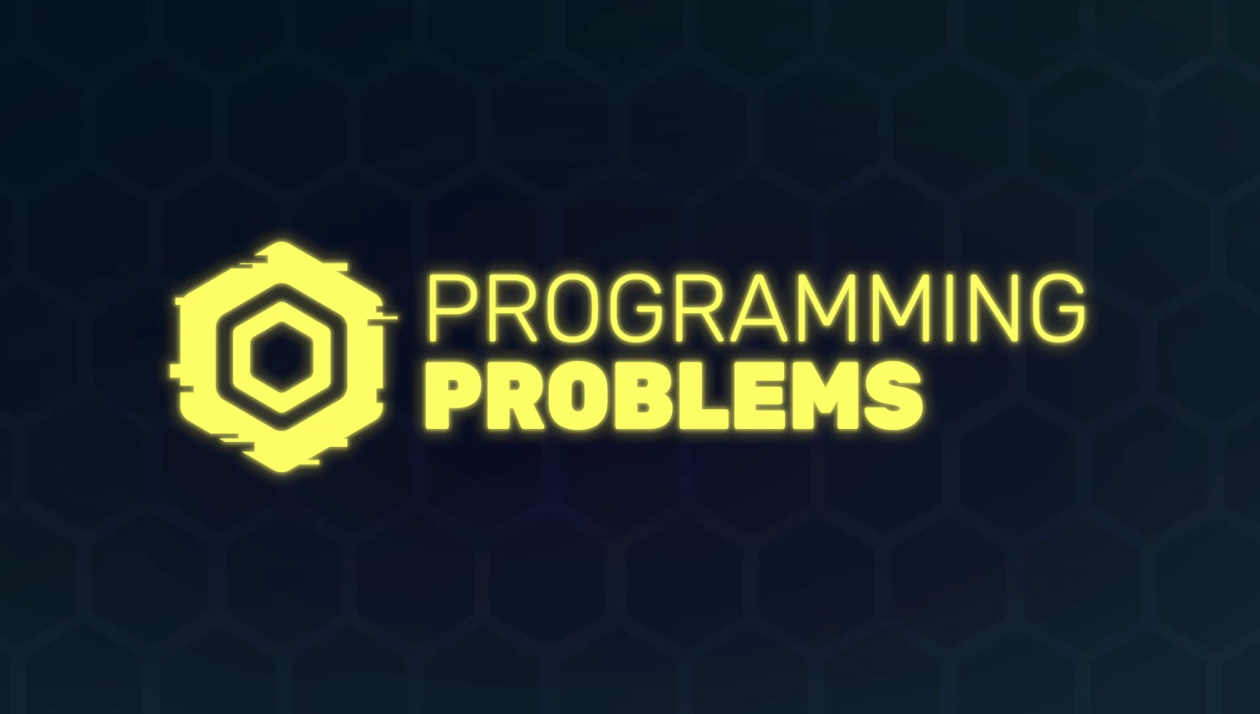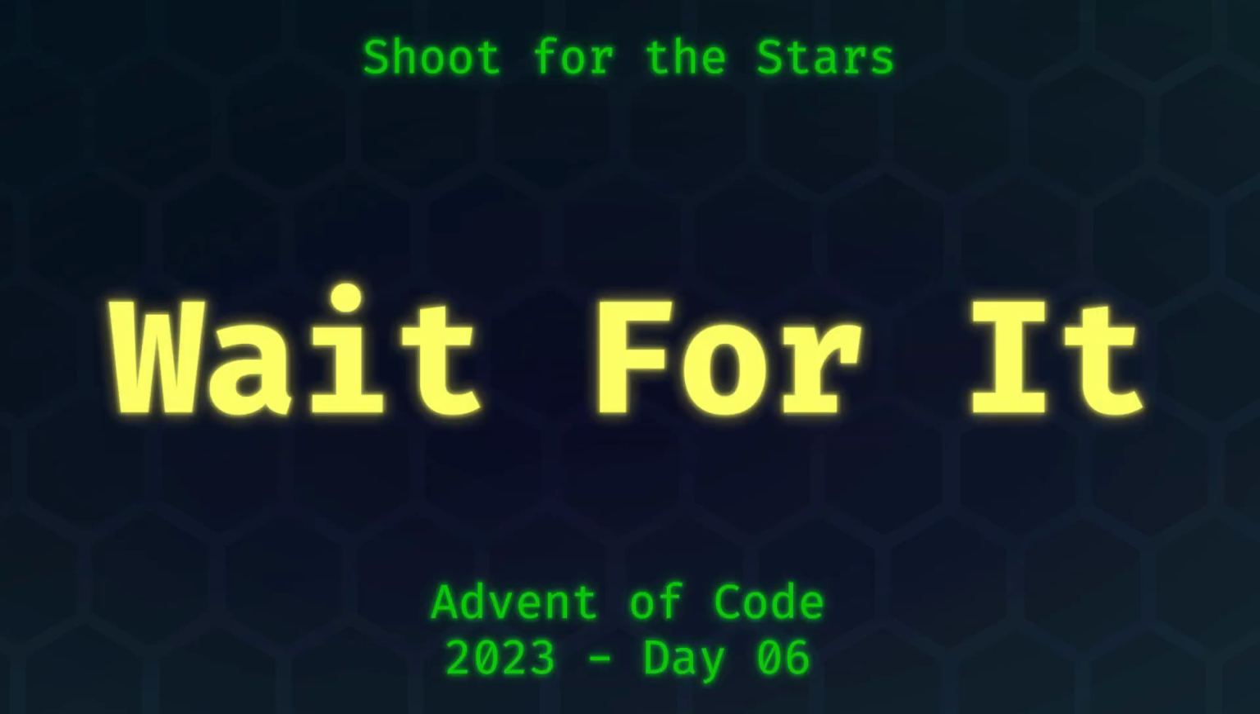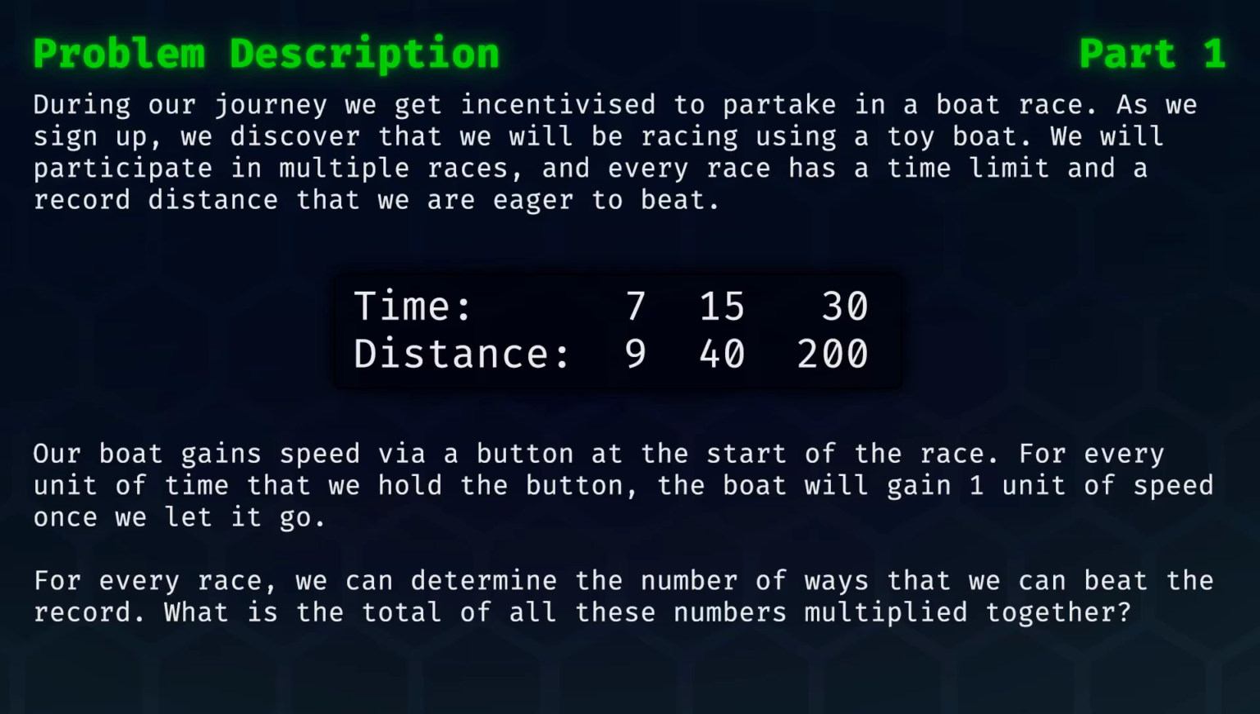Welcome back to Programming Problems, where today we'll tackle Advent of Code Day 6. During our journey, we get incentivized to partake in a boat race. As we sign up, we discover that we will be racing using a toy boat. We will participate in multiple races, and every race has a time limit and a record distance that we are eager to beat. The race input looks as follows.